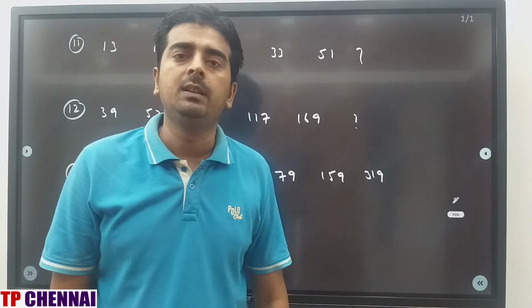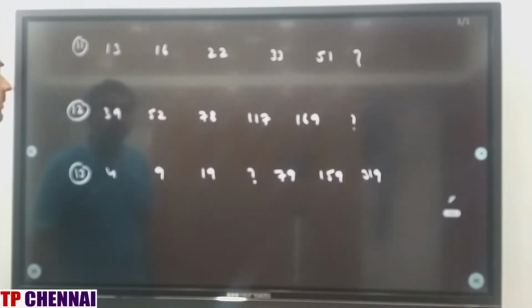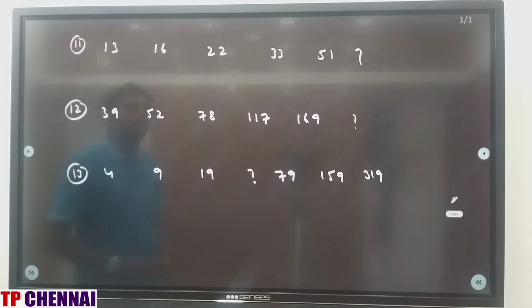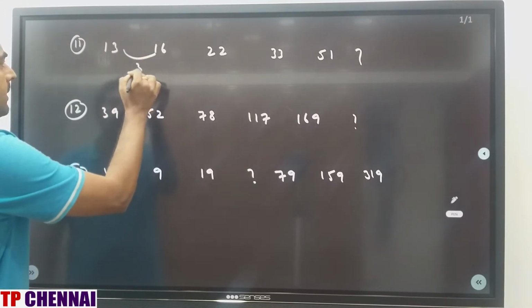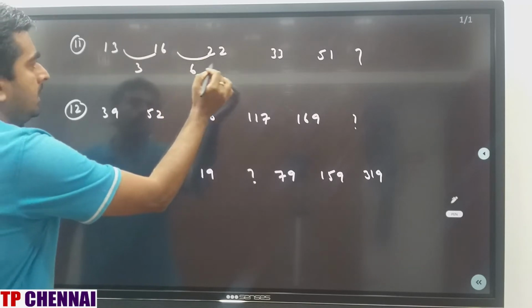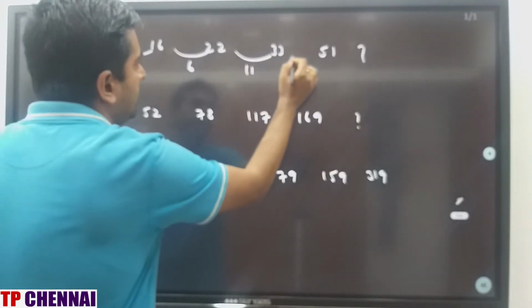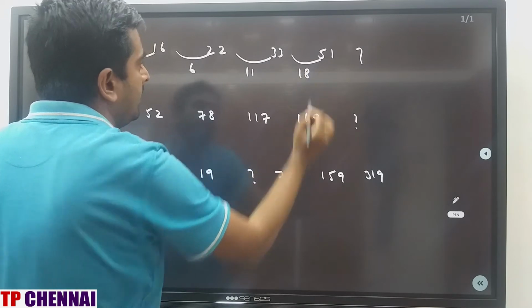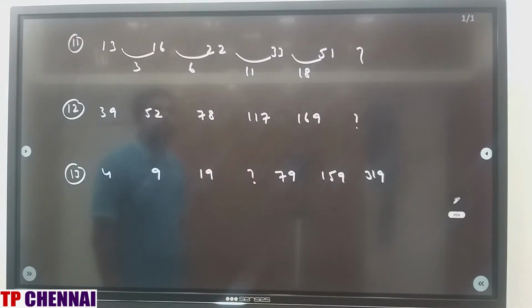Now we will see 5 missing number series questions. So the first one: 13, 16, 22, 33, 51, question mark. Here how much gap is there? 3. Here how much gap is there? 6. Here how much gap is there? 11. Here how much gap is there? 18. So the gaps are 3, 6, 11, 18.